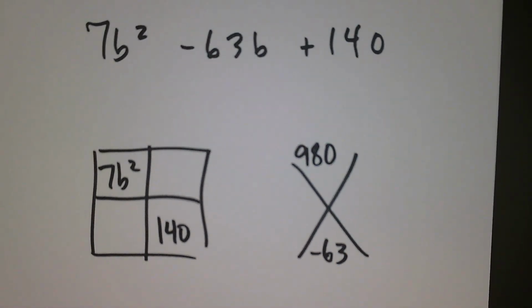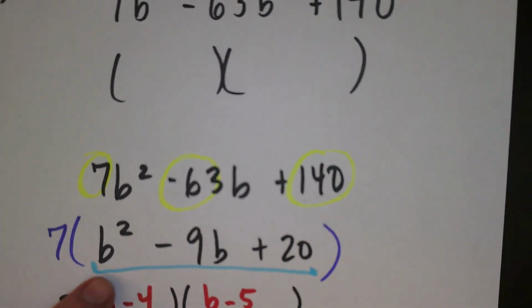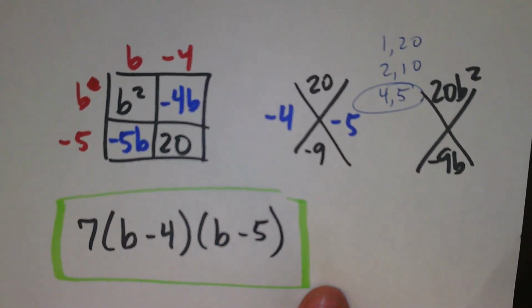So now, if I don't factor out that 7, I have to look at the factors of 980 that will combine to get negative 63. And that is significantly more challenging. It's doable, but you can just see how much easier your life is if you factor out that 7 right away and factor this. It's much more digestible, much easier to do.